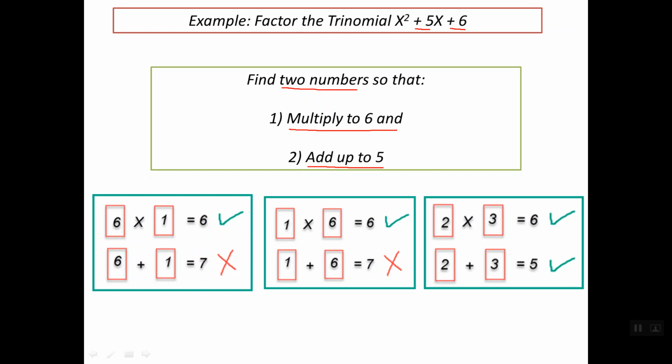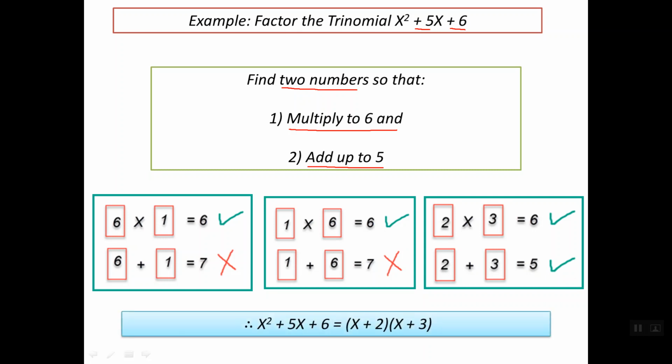If we choose plus 2 and plus 3, so plus 2 times plus 3 is equal to plus 6. So the first condition is fulfilled, and plus 2 plus 3 is equal to plus 5. Again, the second condition is fulfilled. So the two numbers we are searching for are plus 2 and plus 3.